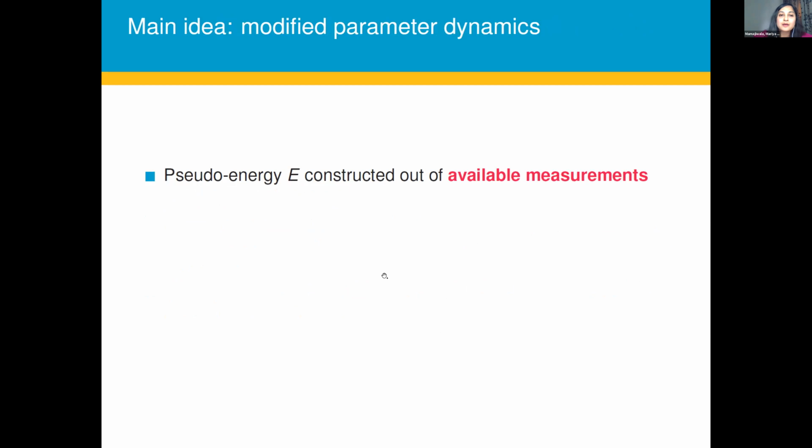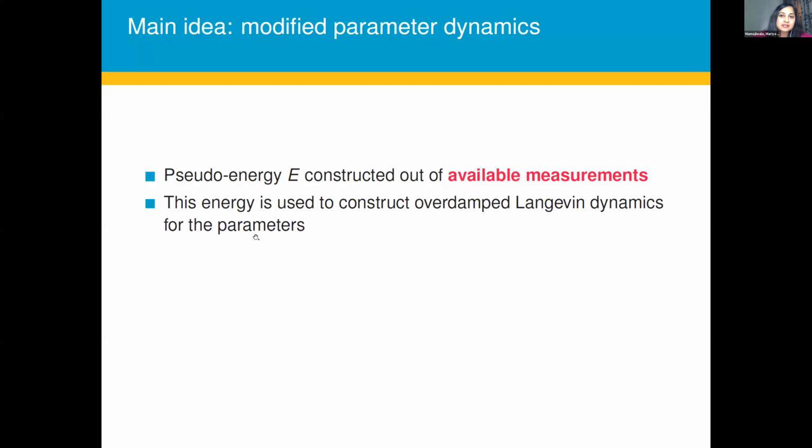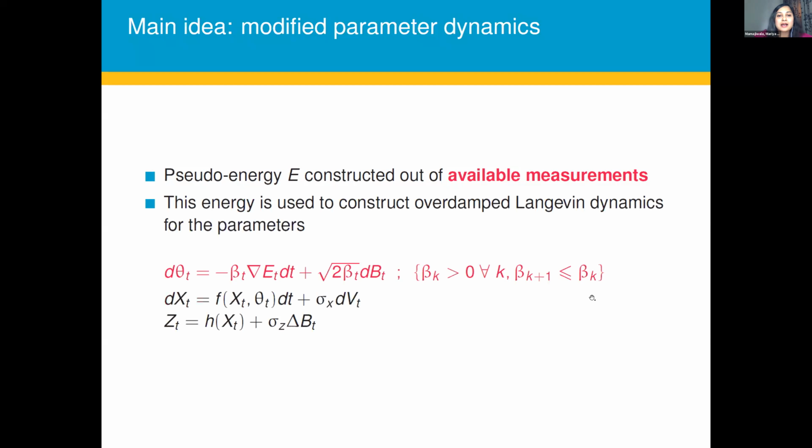So I come to the main idea. The idea is to construct a pseudo energy using the available measurements, and then use this energy to define or construct an overdamped Langevin dynamic system. So assuming an energy field is given, this is what overdamped Langevin diffusion looks like. Here, beta is a temperature-like quantity, so it should be positive. And also, it relates to the mobility. So higher temperature means more mobility. And we want to reduce mobility with time as we converge. So it should be a non-increasing sequence. And the process and measurement equations remain unchanged. So now these three equations define the problem. So notice we are basically just changing how the problem is posed. And we'll see how using measurements directly here affects the results.